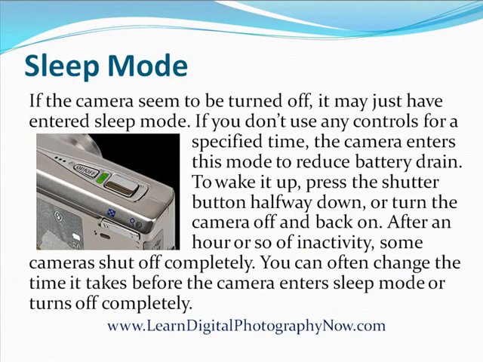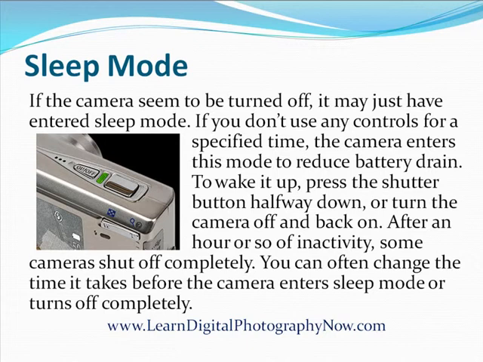If your camera appears to be turned off, it may simply have entered the sleep mode. This happens if you don't use any controls for a specific period of time. The camera will enter the sleep mode to reduce the battery drain. To wake up your camera, you can press the shutter button halfway down or even turn the camera off and then on again. After about an hour or so of inactivity, some cameras turn off completely.